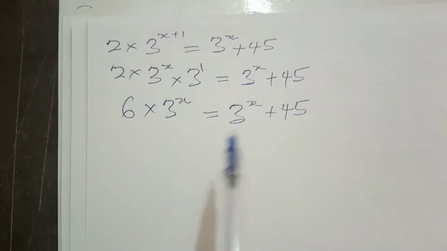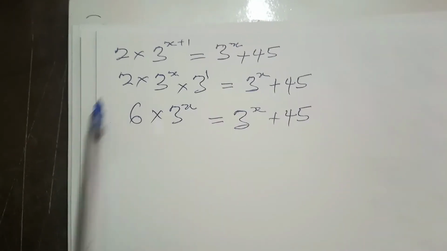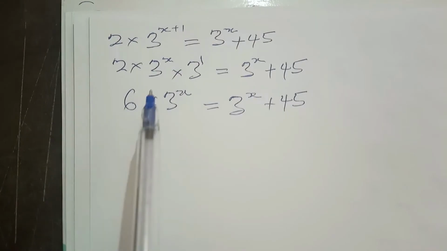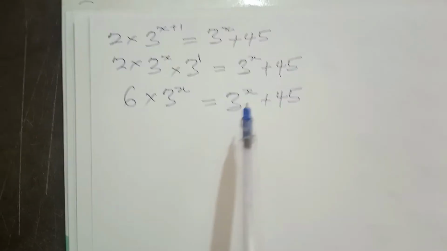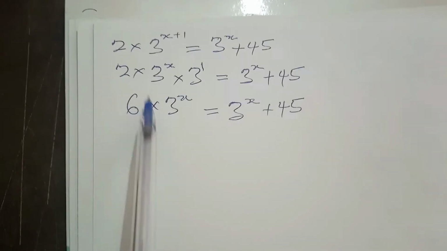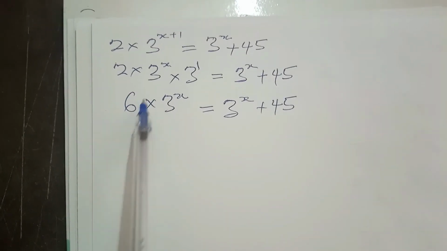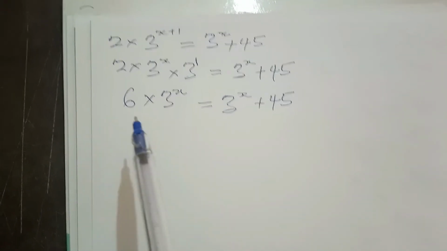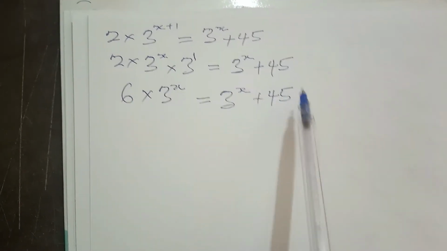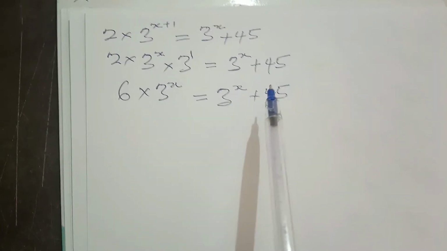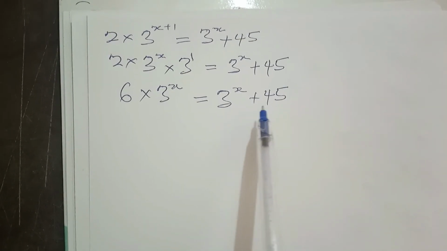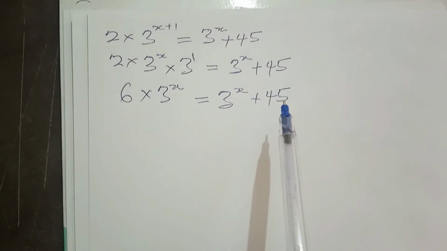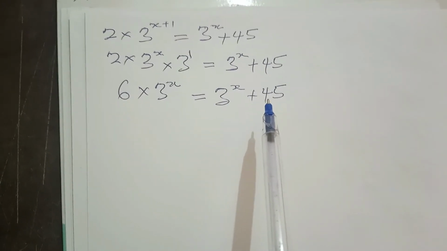So right here, we have a number. We can safely say here that the base is 3. The common base here is 3. But then we have a number which is 6, and that cannot be expressed as a base 3 number. And we also have 45 here, which cannot be expressed directly as a base 3 number. And then, more importantly, there is an addition here, which is not in any of the laws. So how do we go about that?